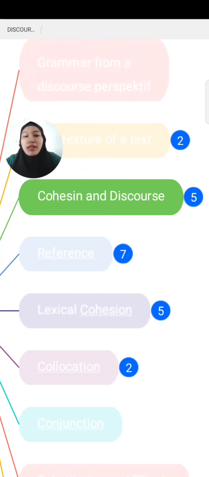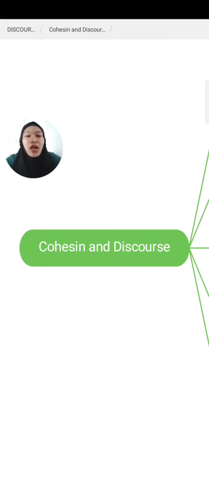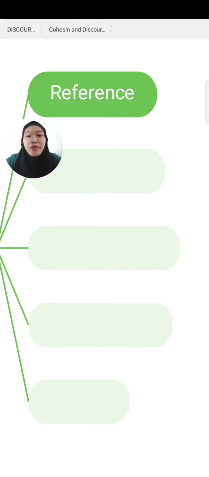Next is cohesion and discourse. Cohesion refers to the relationship between items in a text such as words, phrases, and clauses, and other items such as pronouns, nouns, and conjunctions. The main patterns of cohesion are, number one, reference. Reference is the relationship between words and a pronoun that refers to the word.